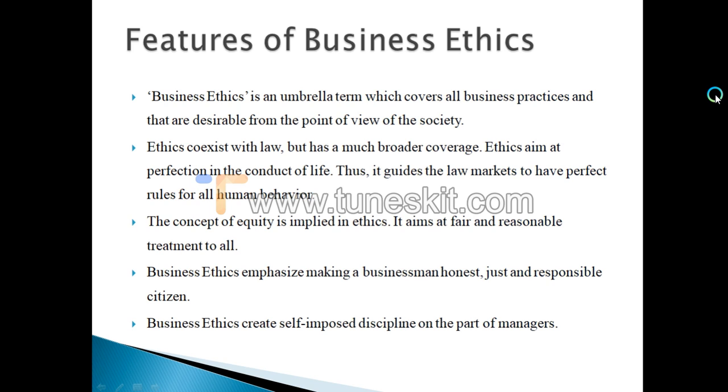So point number one, business ethics is an umbrella term which covers all business practices that are desirable from the point of view of the society. Business ethics is a kind of business practice, and those are desirable. Yes, people like it if you behave properly, if you talk properly, if you have good ethical values and moral values. Obviously people will like that.